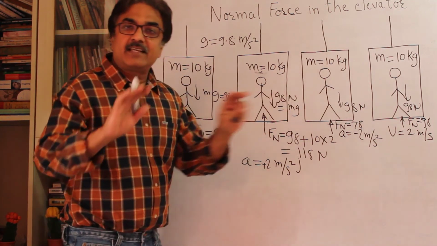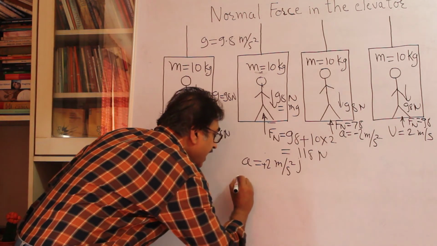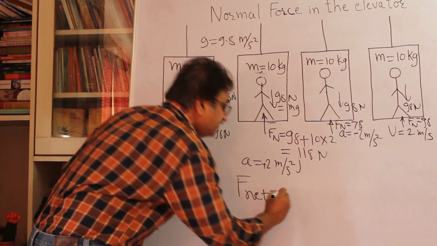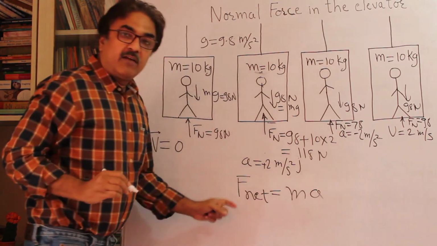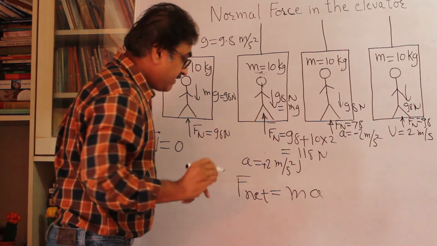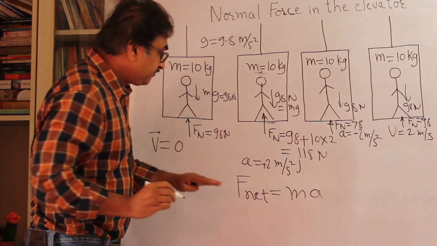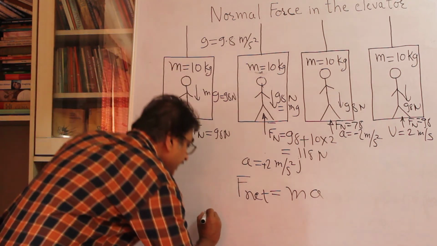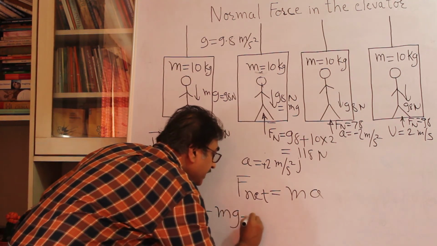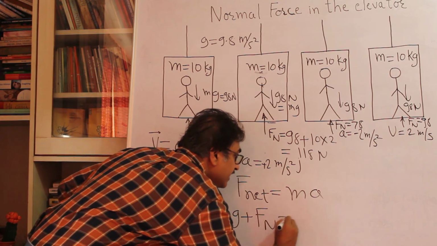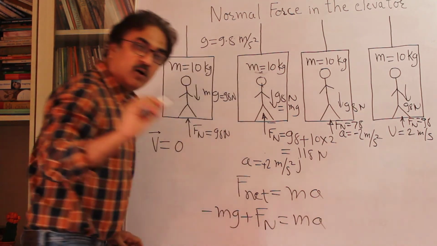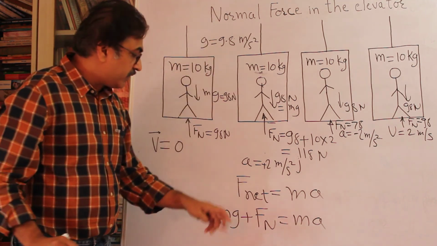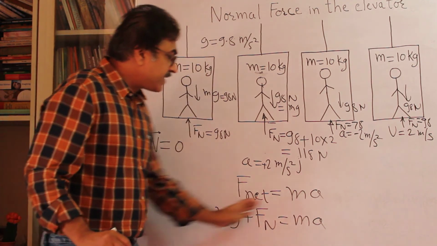Remember, in all these cases, the simple equation is F net is equal to m into a. And what is F net? It is the weight which is acting downward, that is minus mg plus Fn, is equal to m into a. Okay, now this is the equation. Why minus mg? Because weight is acting downward. You find out the value of Fn by transferring it here.